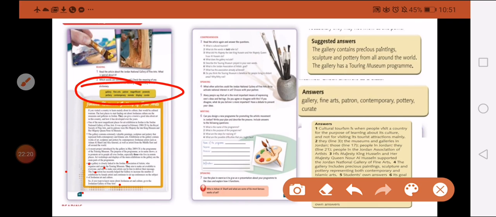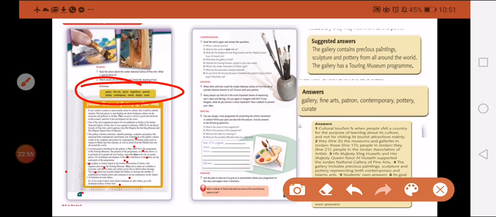And its buttons, it means الداعم والممول, were His Majesty the late King Hussein and Her Majesty Queen Noor Al Hussein. The supporters were King Hussein and Her Majesty Queen Noor Al Hussein. The gallery contains extremely valuable paintings, sculpture, and pottery that represent both contemporary and Islamic arts.